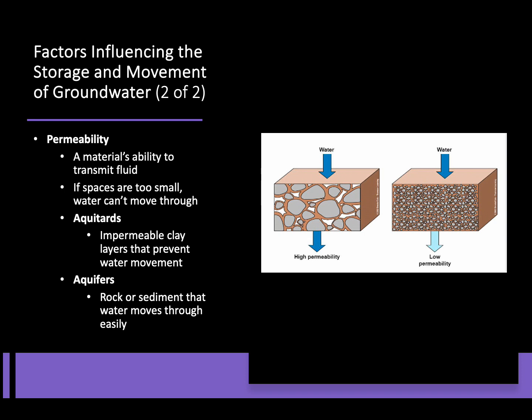But when we're looking for groundwater, what we want to look for is called an aquifer. This is either a rock or sediment that has a really high permeability, meaning that the water is going to be able to move from space to space very easily, and therefore it's going to be easily withdrawn through a water pump.